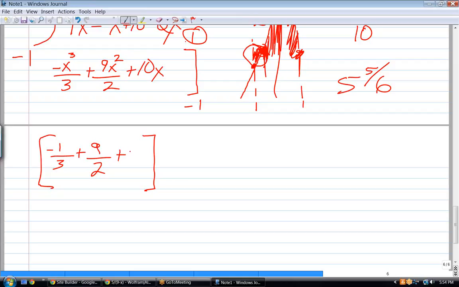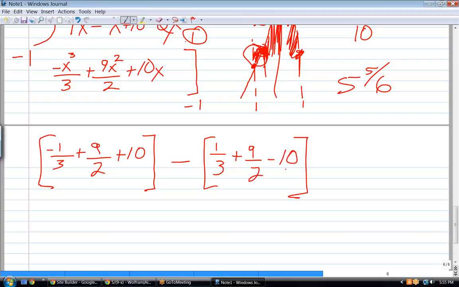And then -10. Positive 10. Oh, we're doing 1 or -1? We're doing 1. You always do the top one first. Okay. And then we're going to subtract from that the bottom one. So what's the bottom one? Bottom one would be 1/3 minus, no, plus 9/2 minus 10.